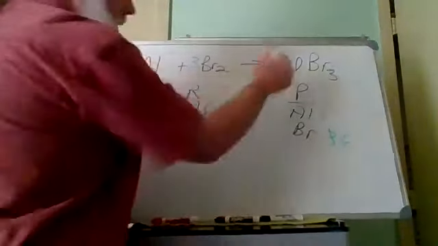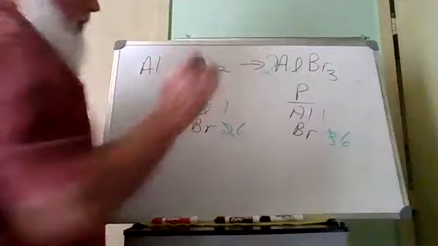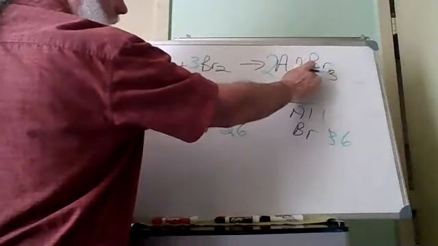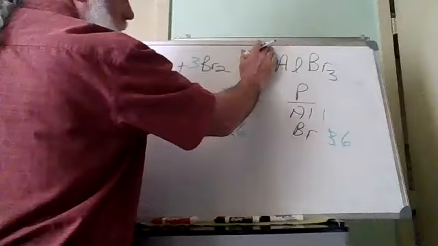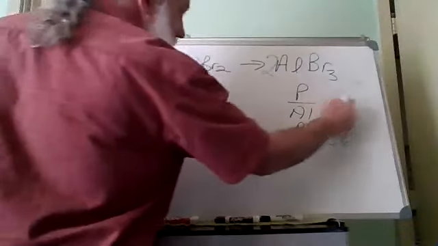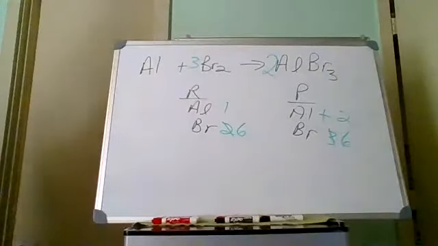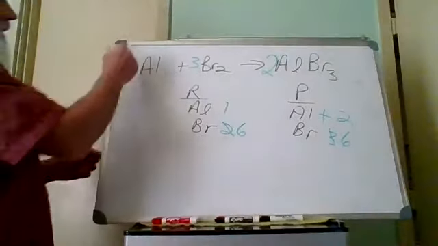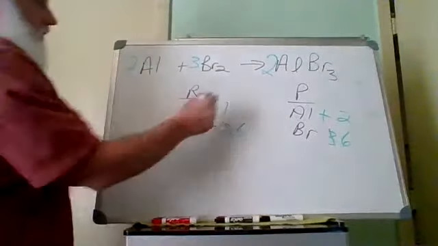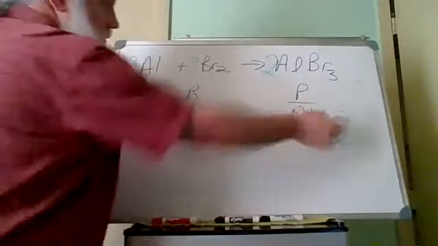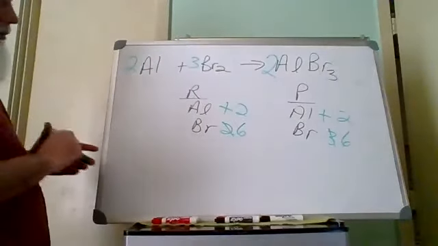Oh, I forgot the aluminum. That's a mistake people make. They only balance one of the elements and not the other. So here I have 1 aluminum times 2 is 2. All right, so now the bromines are balanced, but the aluminums are not. But I can easily fix that. All I have to do is put a 2 here. 1 aluminum times 2 is 2. 2, 6, 2, 6. All right, now let's double check.